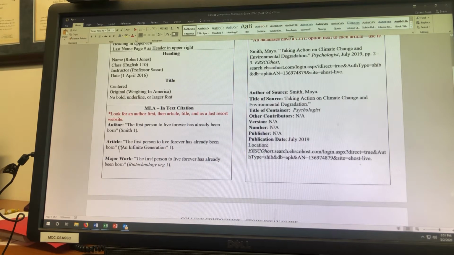And the way you know this is an article title is because it has quotation marks around it. So "An Infinite Generation" is the name of the article we got this quote from if we don't have an author. That's what we use inside our parenthetical citation. And again, it's page 1 if we don't have multiple pages. And notice everything stays the same.